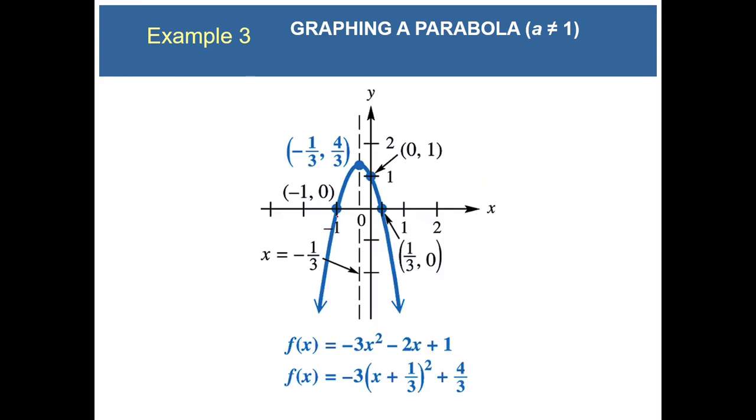Here is our graph. We have the x-intercepts negative 1 comma 0 and 1/3 comma 0. We have our vertex negative 1/3 comma 4/3, and I can also draw the axis of symmetry to help make sure the graph is symmetric on both sides, and our y-intercept is 0 comma 1. So it's really easy to graph a quadratic if we convert it into that HK form by completing the square.